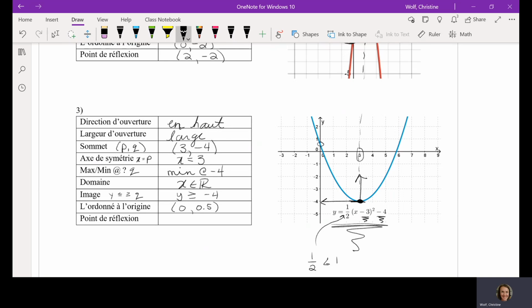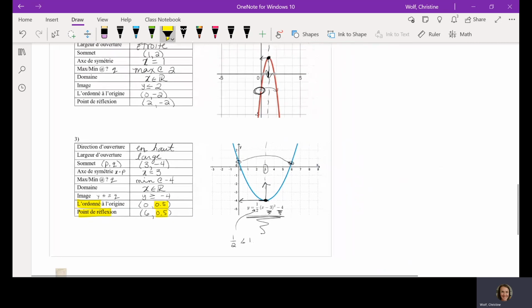Et enfin, point de réflexion, c'est ce point-ci, mais à l'autre côté de l'axe de symétrie. So, X, la valeur de X là, c'est 6. And then, ça va être aussi 0.5. So, quand tu fais la donnée et le point de réflexion, your Y value should always stay the same. It's just la valeur de X qui va changer. OK? All right. Et ça, c'est tout.